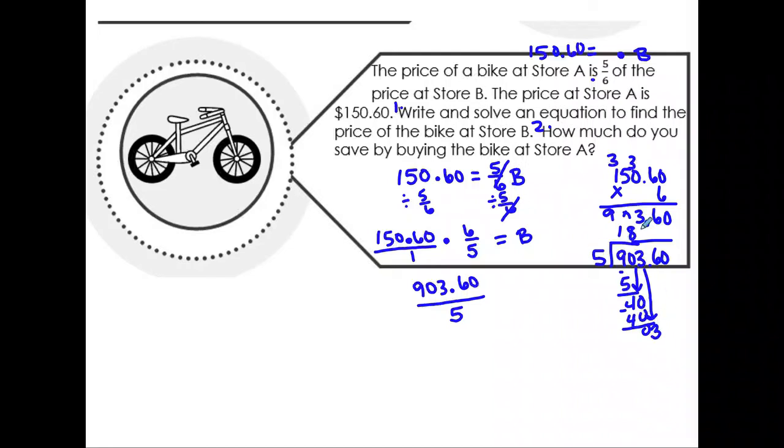5 does not go into 3 a whole number of times, so I'm going to put a 0. I'm going to bring up the decimal. I'm going to bring down the 6. 5 goes into 36 7 times. 7 times 5 is 35. 36 minus 35 is 1. Bring down the 0 is 10. 2 times 5 is 10. Phew. Okay, so when I do that division, I get $180.72.